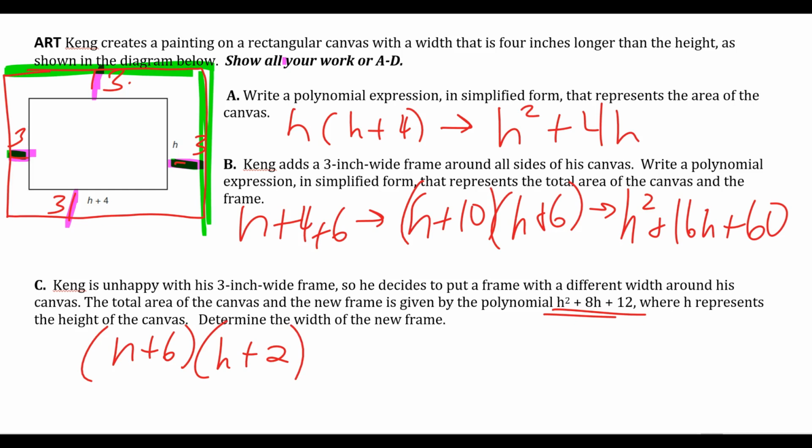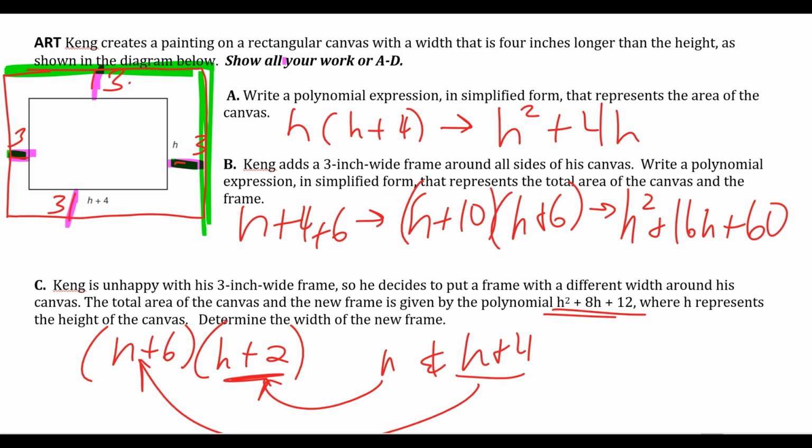Well, the original frame was h and h plus 4. So in order to get from h to h plus 2, you had to add 2, right? So that's that right there. And then if it's the same width around, that means h plus 4 was adding on another 2, and that's how we got h plus 6.